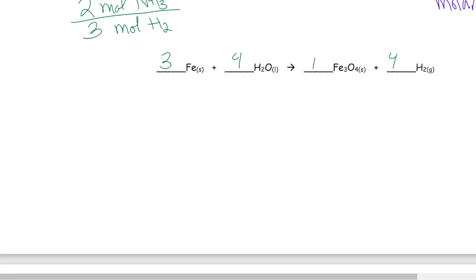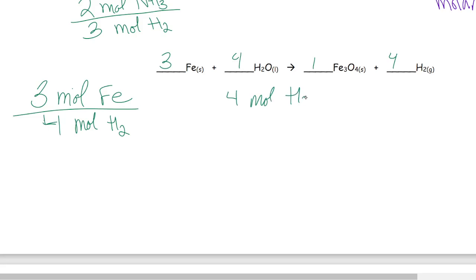Remember that if you balance it and you have higher coefficients, you can reduce them. So if you had 6, 8, 2, and 8, that would still balance your equation, but this is not the lowest ratio, so you would need to reduce them all by 2 before actually using them for your mole ratios. So what this is telling us is that for every 3 moles of iron that I use up, how many moles of hydrogen gas did I produce? 4. Okay, for every 4 moles of H2O that I used up, how many moles of H2 were produced? 4.